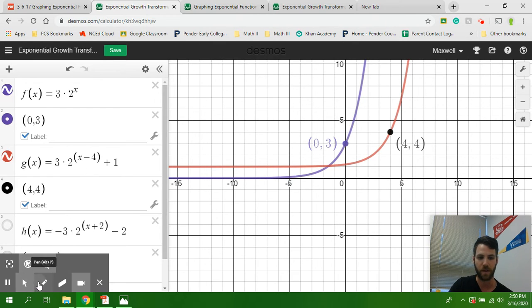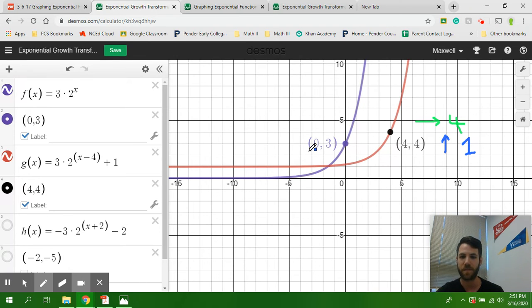So we could even draw this on our graph where it is moving right 4, and we're moving up 1. So we could go up 1. And that is what gives us our transformation from (0, 3) to (4, 4).